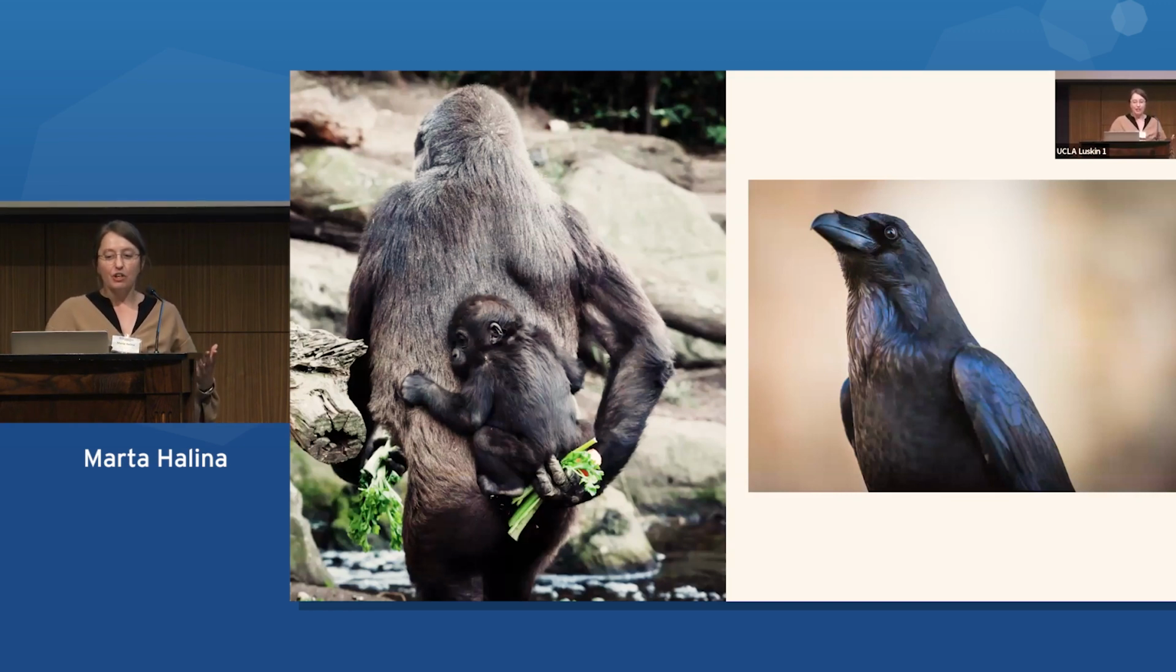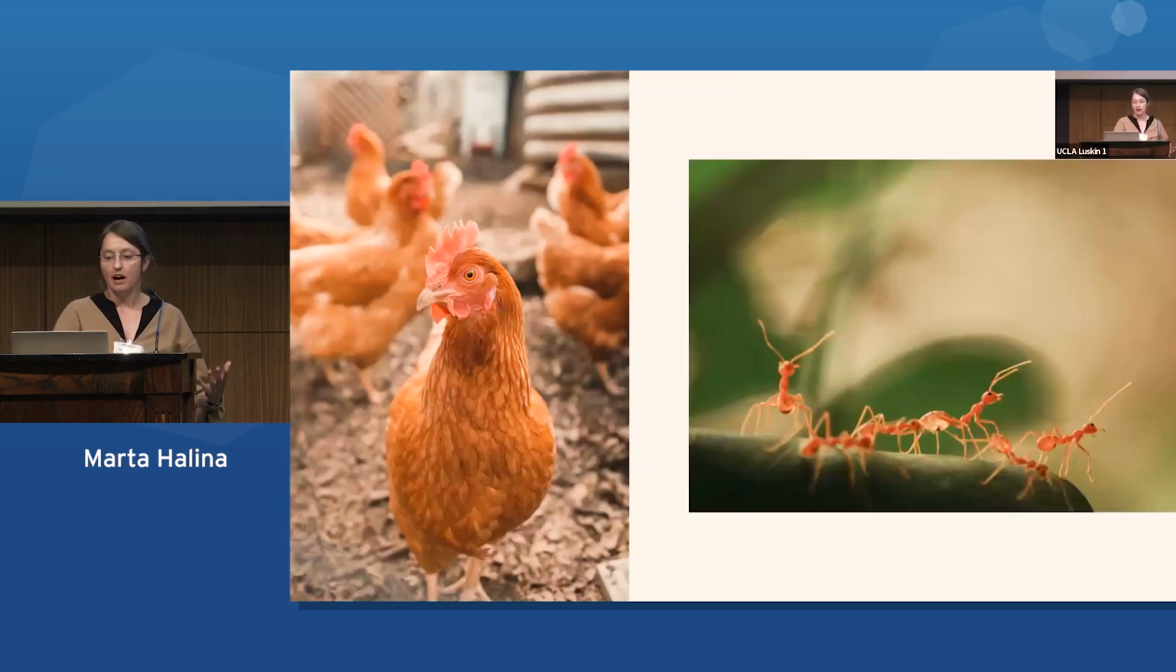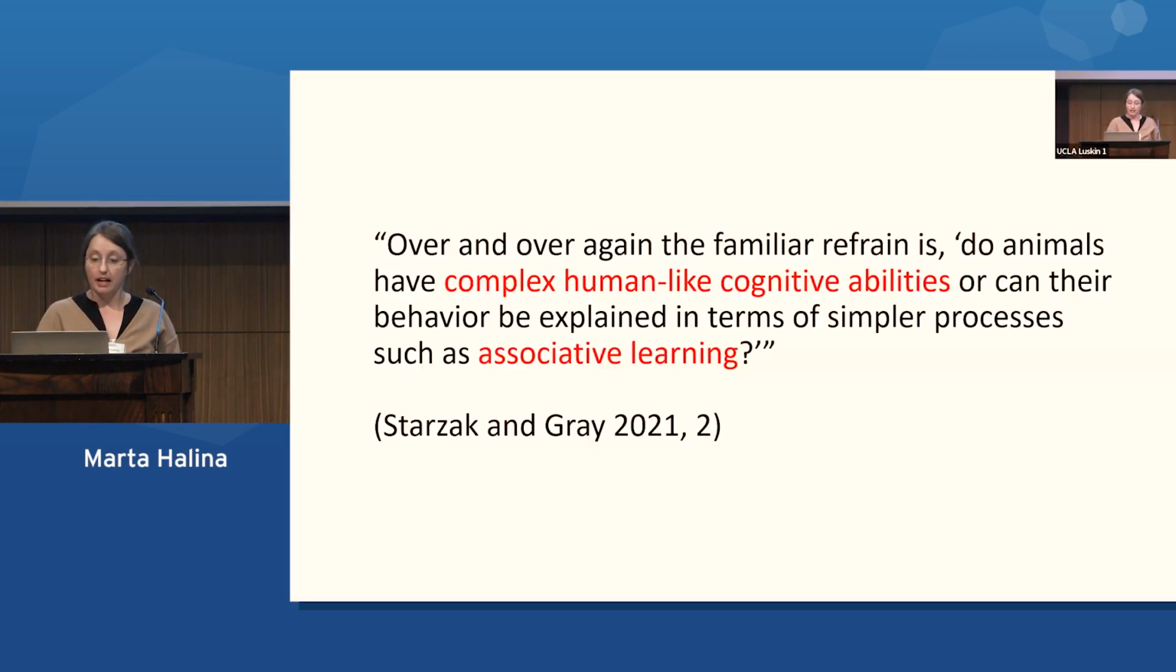And then these complex cognitive abilities are often contrasted with capacities that are thought to lead to more rigid behavior. Sometimes people refer to innate behavioral programs, but more often associative learning is the kind of contrast case to complex cognitive capacities, like causal reasoning. A lot of researchers have recently pointed out that this framing is very limited.